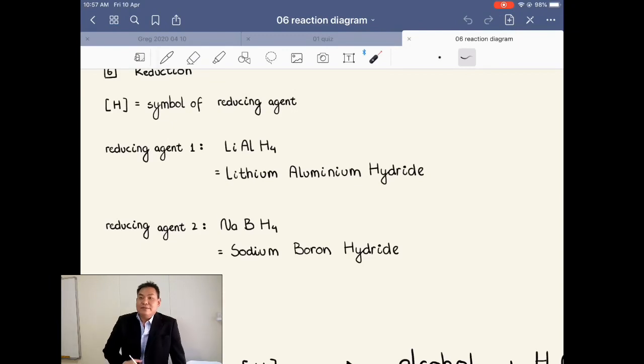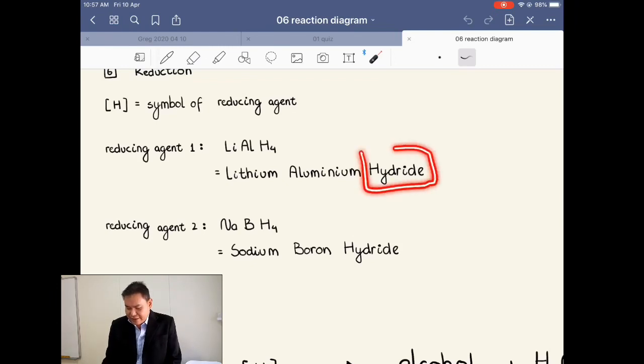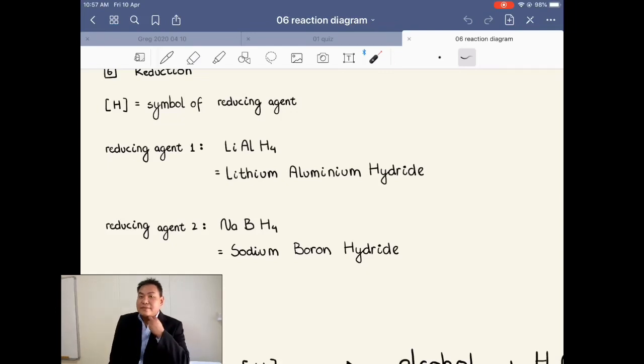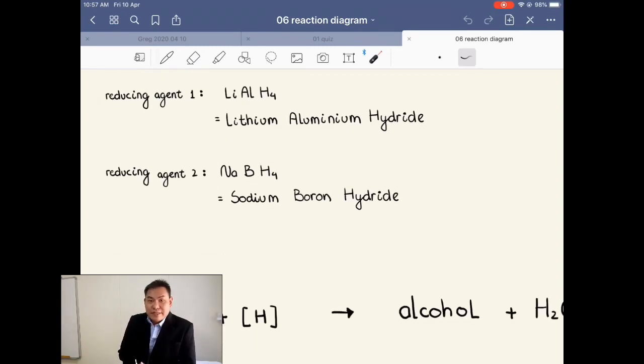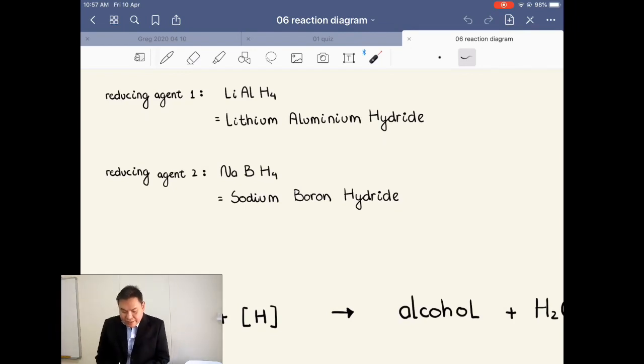The 2 common ones. One is lithium aluminium hydride, LiAlH4. So remember when you learned about redox last time, if they mention hydride, means the H is negative 1. The charge of H is -1. Oxidation state is -1, which makes it a good reducing agent. The second reducing agent that you must memorize is sodium borohydride, NaBH4.